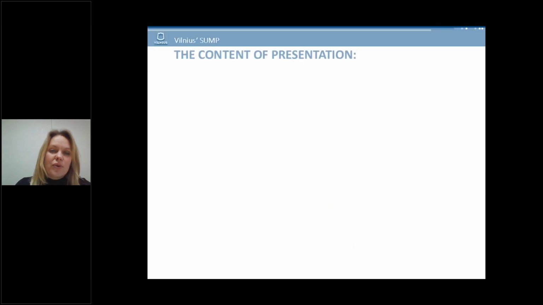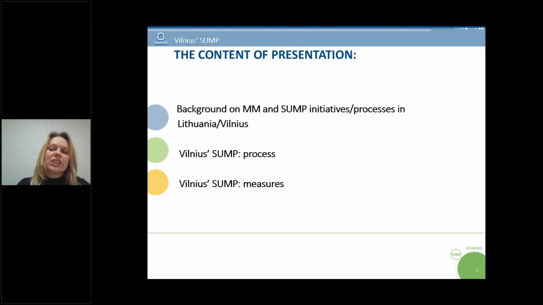So before getting to Vilnius, I would like to share a little bit about our background on mobility management generally in Lithuania. It's quite a new discipline, I must say, and that has some taste also in our planning culture. Then I would like to screen the Vilnius SUMP process, and if there is room, time, I would like to also show measures which we had planned in the Vilnius SUMP. And for those who are preparing the first plan, it could be nice, maybe an inspiration for how to present it and how to illustrate it, or maybe even what to suggest.